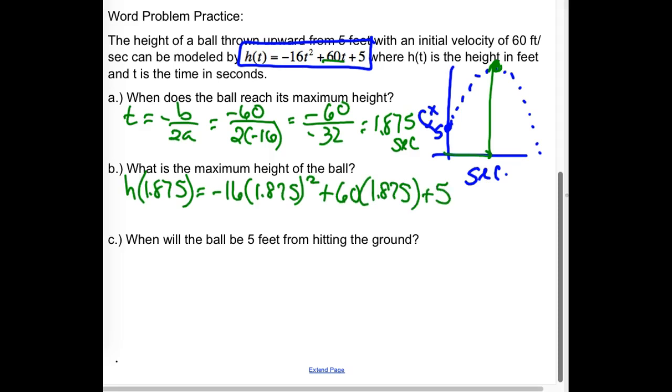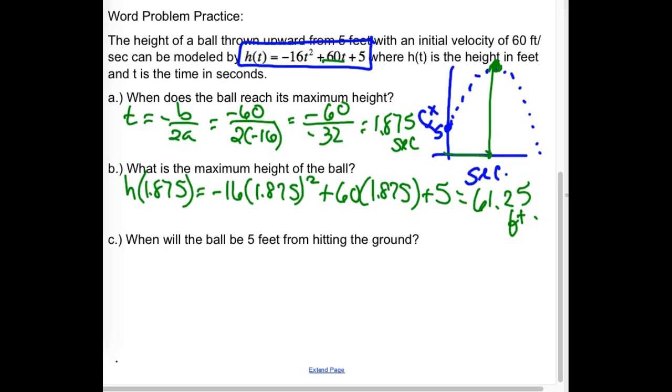And I will give you a second to figure that out. Checking our answer here, we've got negative 16 times 1.875 squared plus 60 times 1.875 plus 5. What do we end up with? All right. And our y coordinate was using what kind of units? Feet. So what we have found is that after 1.875 seconds, the ball will be at its highest point, which would be 61.25 feet.